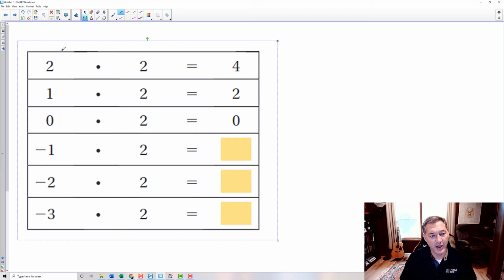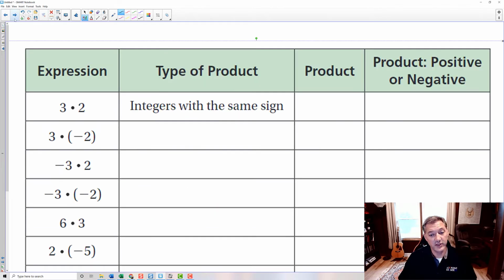So if we look at this, look at the pattern. 2 times 2, this is number of groups, group size, 4. 1 times 2 is 2. 0 times 2 is 0, because if I have 0 groups of 2, that's nothing. If I have negative 1 groups of 2, which is a weird way to think about it, but I'd have negative 2. Negative 2 groups of 2, I'd have negative 4. And negative 3 groups of 2, I would have negative 6. So we're kind of continuing this pattern.